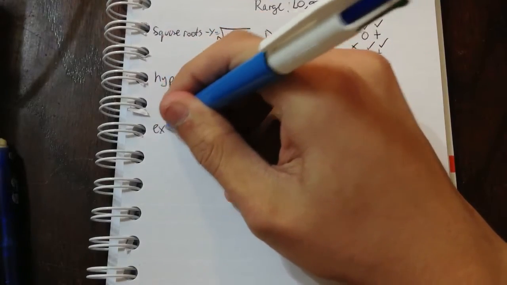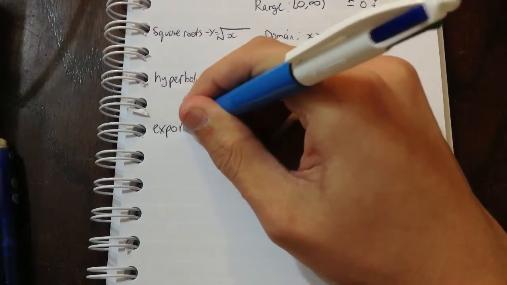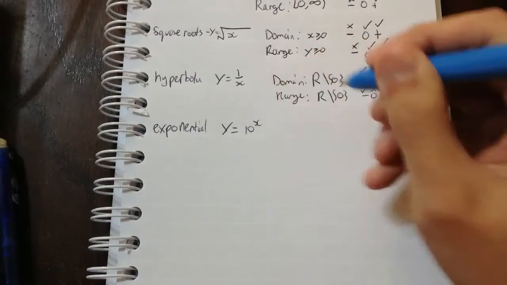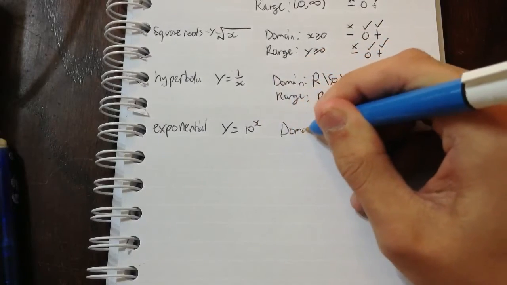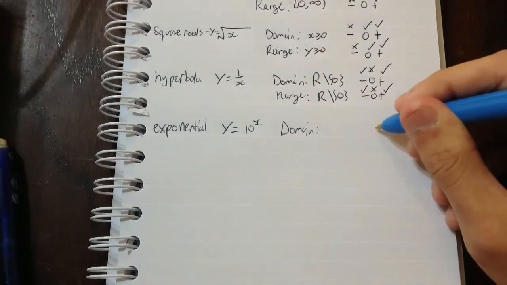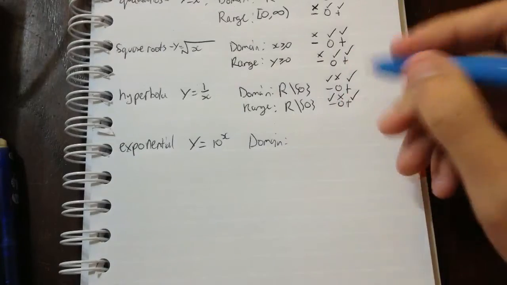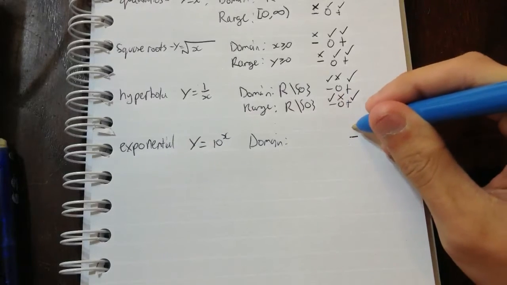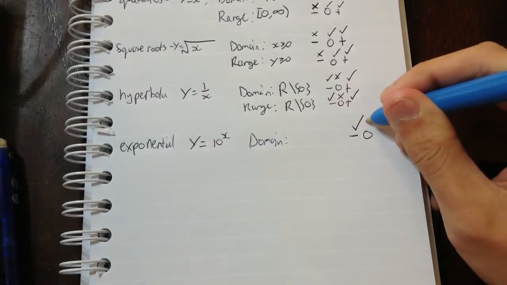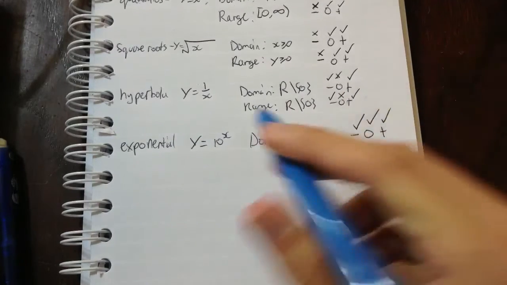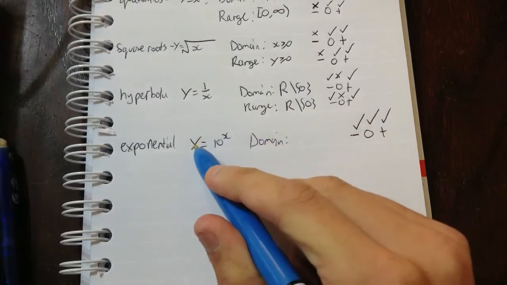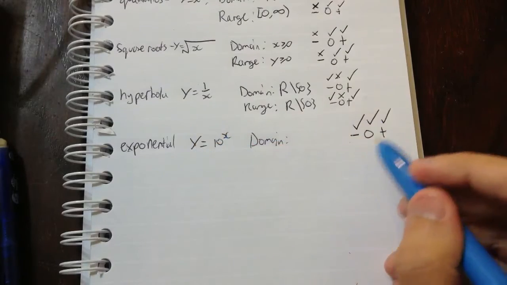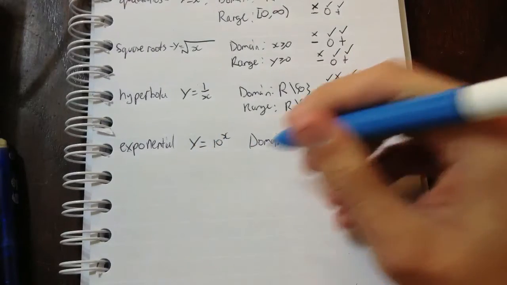Let's go exponential. Y equals 10 to the x. Domain. So these are all the base graphs. On the next page, I'll show you how to apply this to anything. So, can x be negative? Yes. Can x be 0? Yes. Can x be positive? Yes. When x is 0, y equals 1. 10 to the 0 is 1. When x is negative, it becomes a fraction, 1 on 10 to something. So domain is all real numbers.